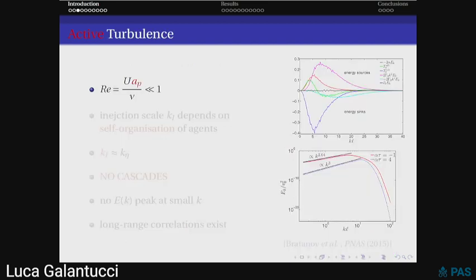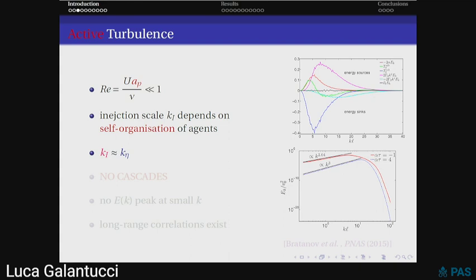So what is active turbulence? In these active fluids, the motion of those agents creates chaotic spatiotemporal flows. But in contrast to classical turbulence, the Reynolds number is very small. It's vanishingly small, and this is mainly due to the size of the active agents. So we have a Reynolds number smaller than unity. Another difference with respect to classical turbulence is that you cannot decide the injection scale. If you do classical turbulence, you know your injection scale is the size of the propeller, the width of the channel. In this case, the injection scale, k_i, where k is the wave number, actually depends on the self-organization of the agents. So it's not an input of the problem, but it's part of the solution.